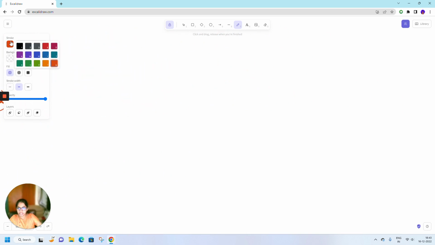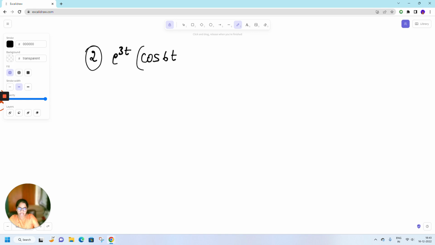Find the Laplace transform of e to the power 3t into (cos 6t minus sine 4t). Now what should I do here? We have a product, right? So what would I do? Let me just multiply: e power 3t cos 6t minus e power 3t sine 4t.